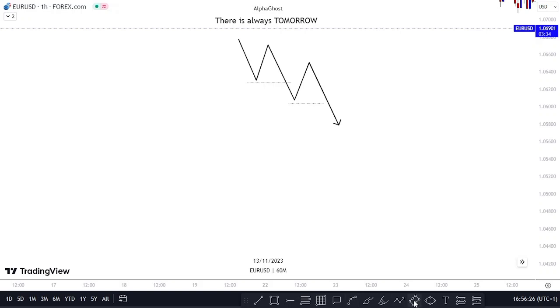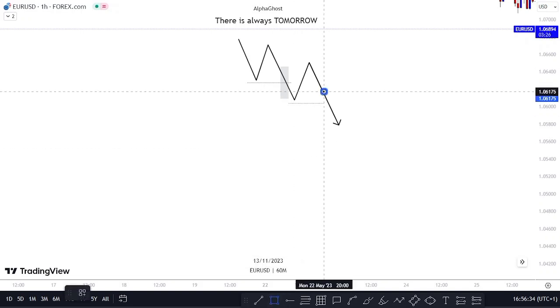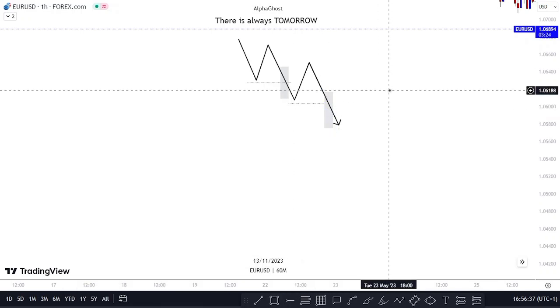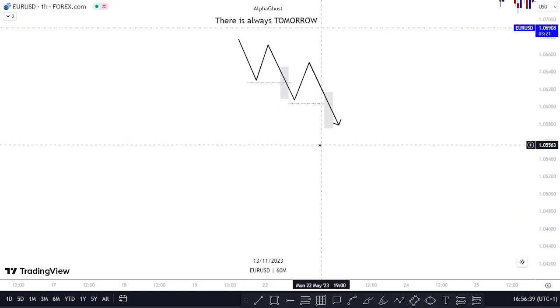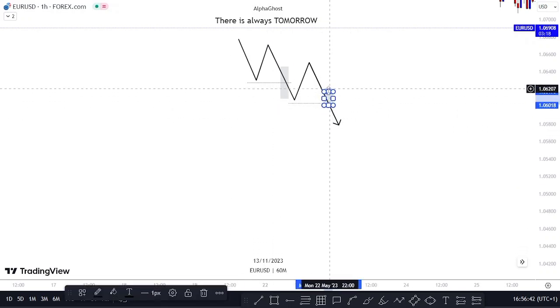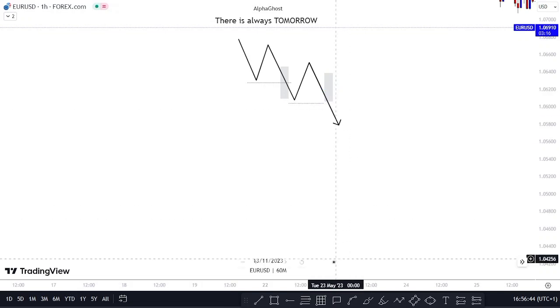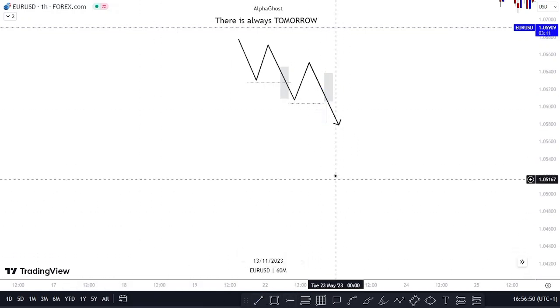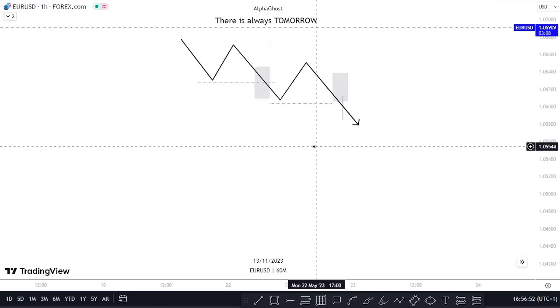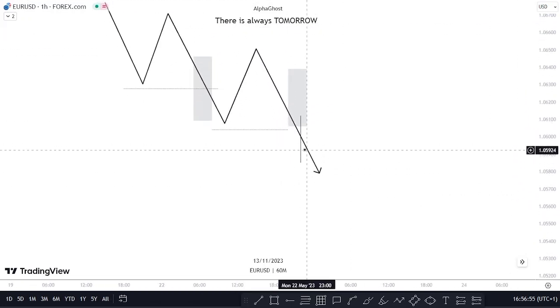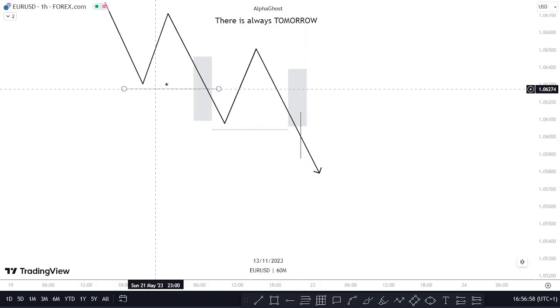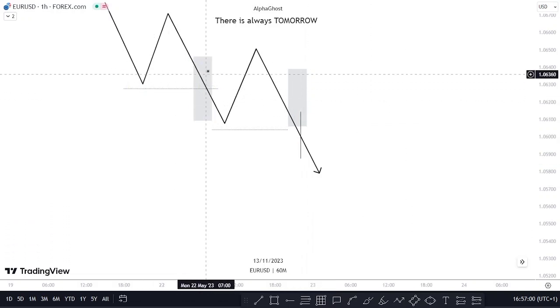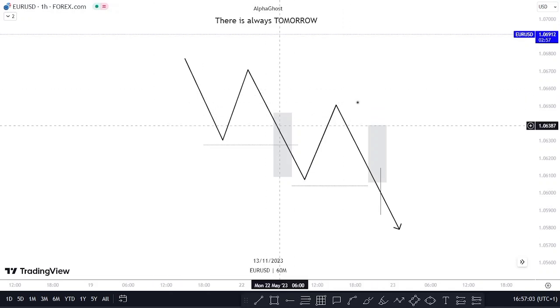Now for you to have a valid break of structure, we need price to break a valid low with a full bodied candle. Okay, so that is our break of structure. If price breaks a low with a wick, that is not our break of structure. This is not our break of structure here, but this here is our break of structure because price broke with a full bodied candle. So that's it for this.